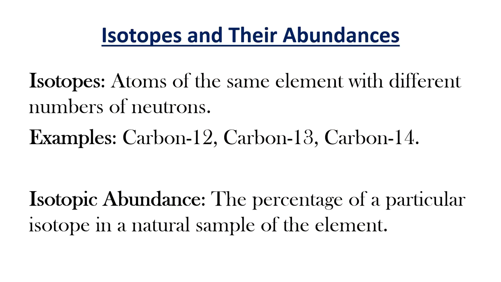Then what is isotopic abundance? Isotopic abundance is the percentage of a particular isotope in a natural sample of the element. When we get a sample of carbon and pass it through an instrument used in determining accurate masses, like a mass spectrometer, you find that the different isotopes have different percentages, different abundances. Some have a small percentage while others have a bigger percentage. The percentage of a particular isotope in a natural sample of an element is what we call the isotopic abundance.